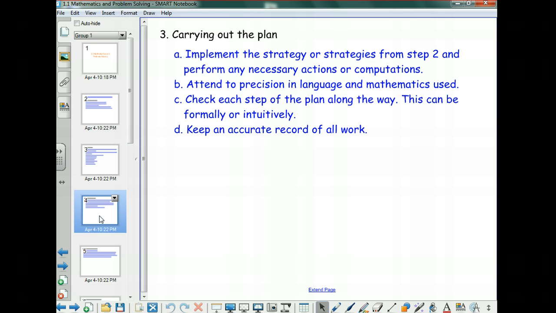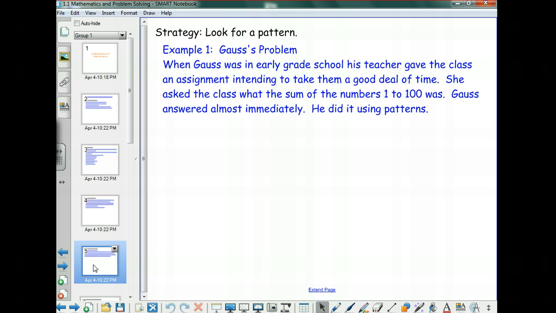Again, both intuitively, does the answer make sense? And formally, does it check out with what information I was given that I was looking to find? Okay? All right, we're going to do one problem-solving strategy today. And this problem is Gauss's problem. So let me read the problem for you.